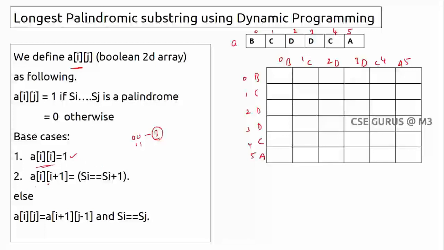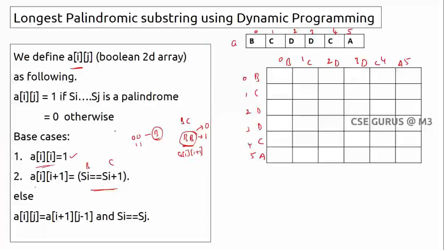Now one more base case, what is that? i comma i plus 1. Let us suppose if I take B and C, can I say B and C is a palindrome? No. But if I say B and B, yes, I can say it is a palindrome. That means when a of i and i plus 1, if both the characters are same, then I can result it as true, otherwise false. So if both are same, it returns 1, right? Double equals. If both are not same, it returns 0. That's it. So adjacency, that means if you take 2 characters. And now if you have more than 2 characters, then you can follow this formula. So this is what we have to check.